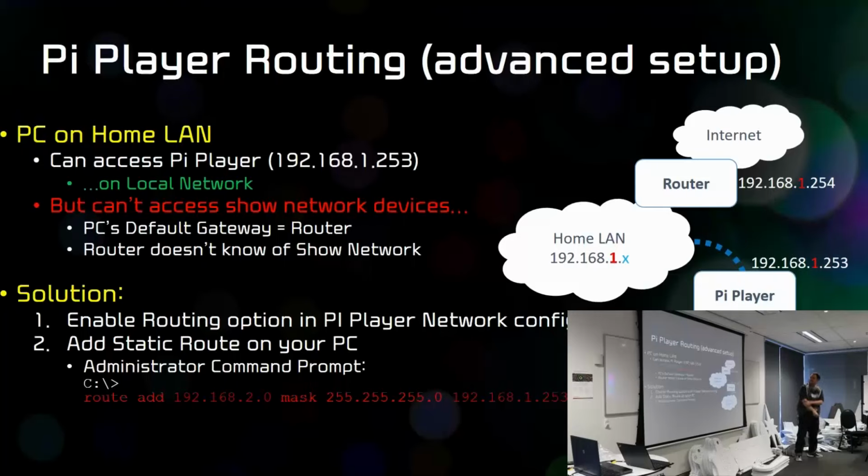And then there's some more advanced functionality. By default, if your home computer on your home LAN wants to get to another network, it's always going to go via the default gateway, which is your router. Your router's not going to then know about the pipe player. So there's a process of adding a static route, which is that command, which you can't really see on this projector screen.